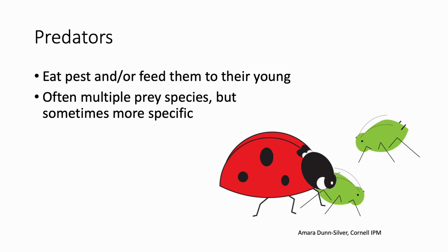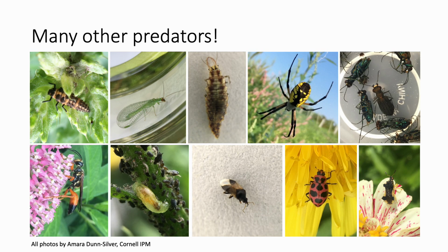Lady beetles are an example of predator natural enemies. They eat pests. Many predators will feed on a variety of different species as prey. Others feed primarily on certain pests. We are surrounded by insects and other arthropods that help keep pest populations in check. Many are predators. This slide shows pictures of just some of the many arthropod predators you might encounter if you look closely and learn to recognize them.